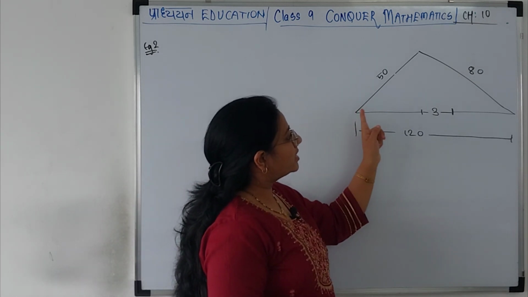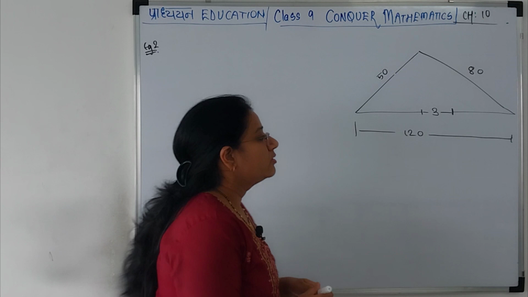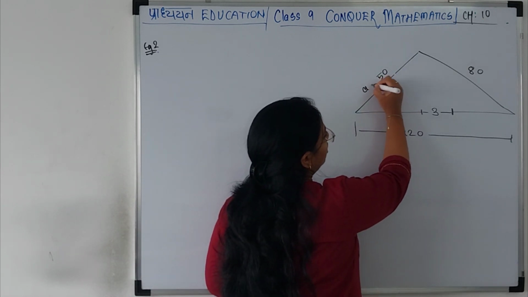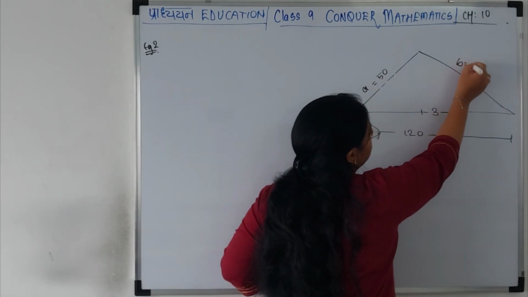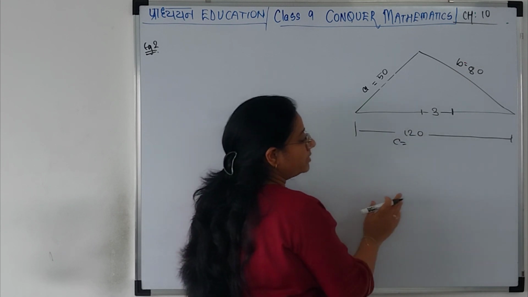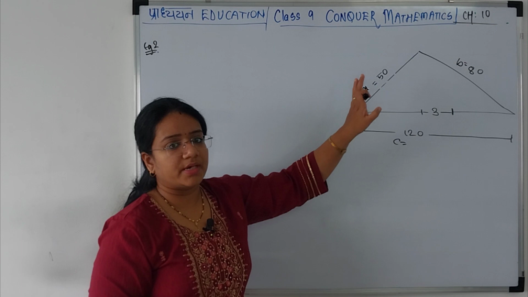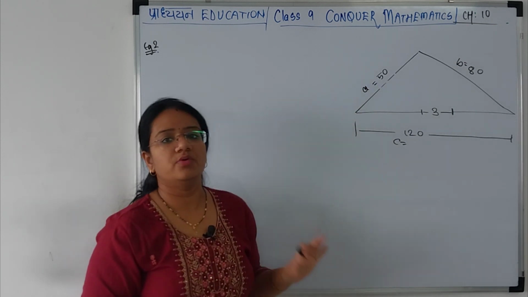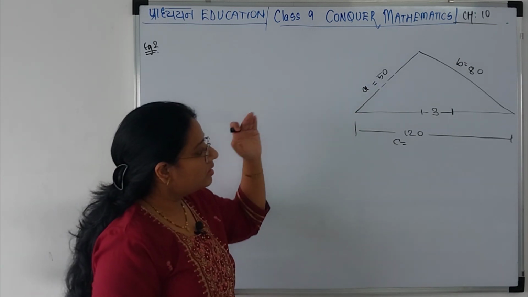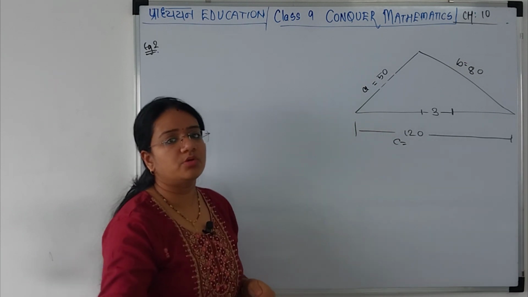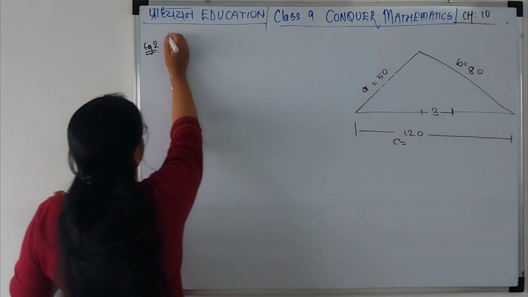See, she has a garden of these lengths. So this is your A, this is your B, this is your third side C. Okay. We have to find the area she has to plant. The area we can easily get using Heron's formula. Let's find out the area, then we will go to the next part of the question.